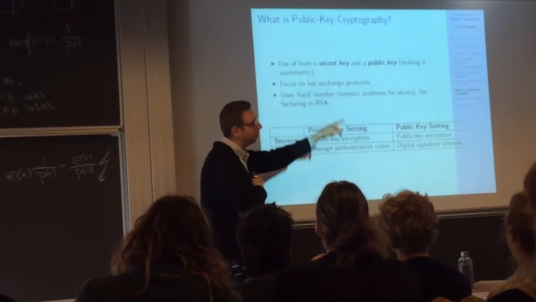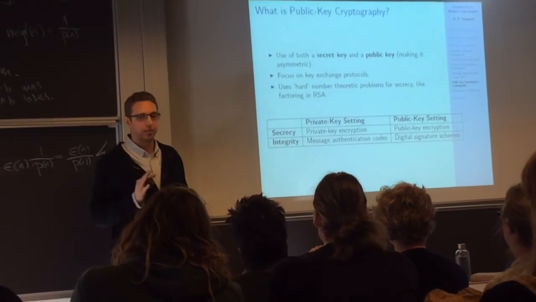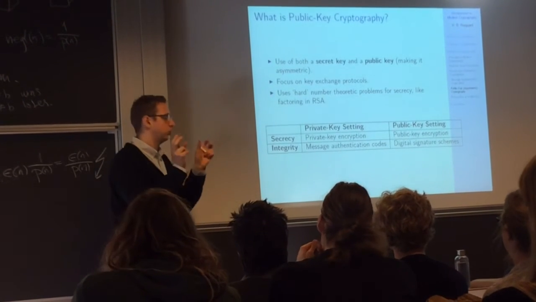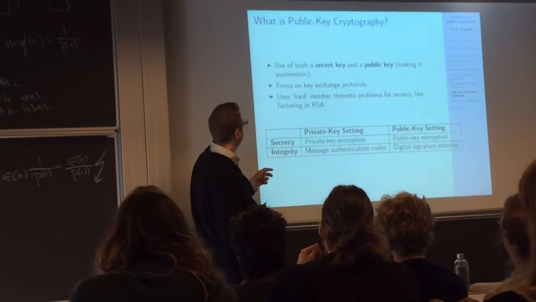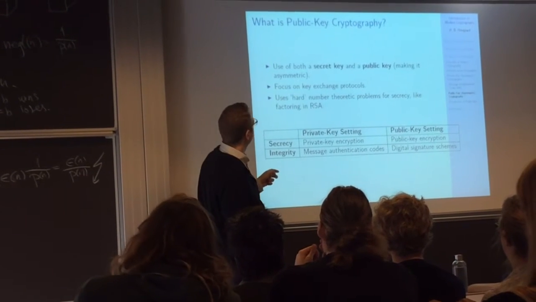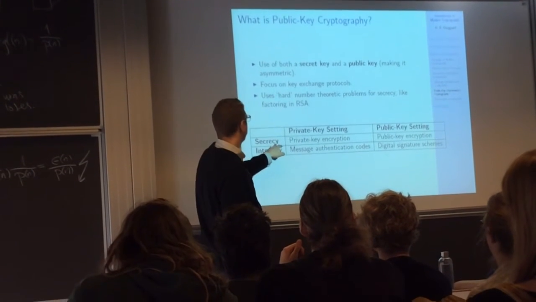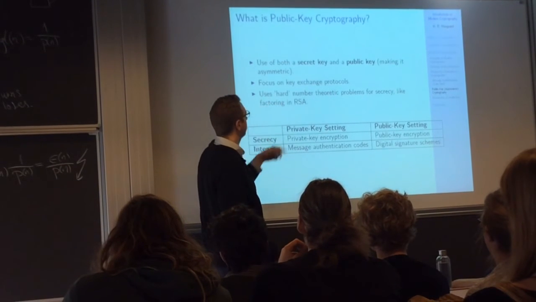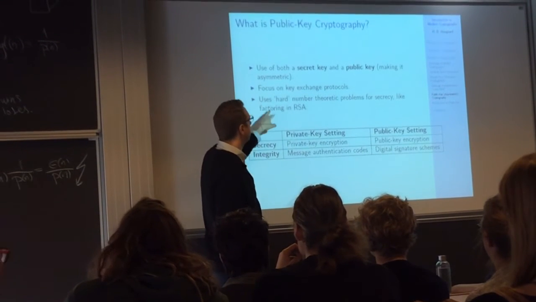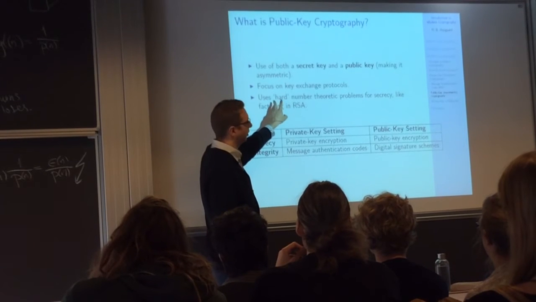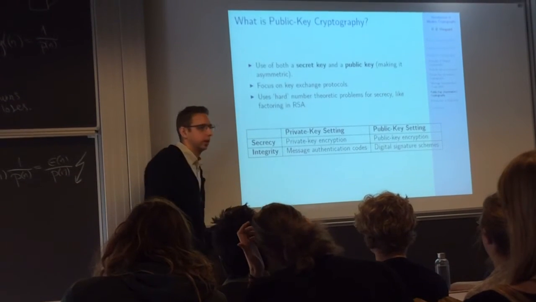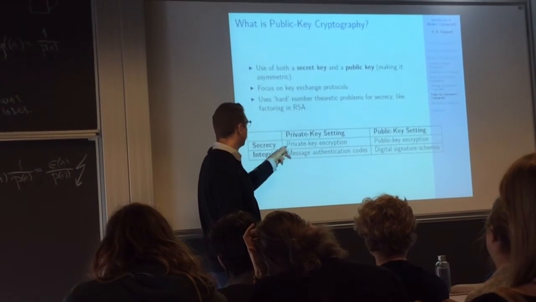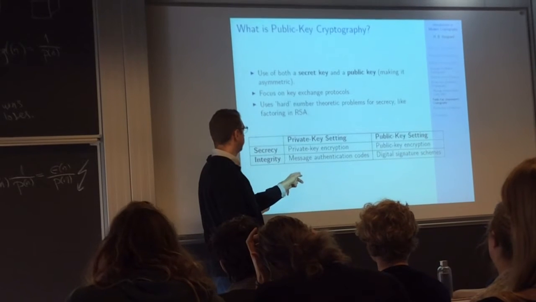So now we're on to public key cryptography, also called asymmetric cryptography or asymmetric key cryptography, and that's because there are actually two keys produced. It's sort of like private key, except here we have two keys, a secret key and a public key. There's a focus on this key exchange thing, and we still use hard problems, but here they're number theoretic problems that are very good to use, like factoring and RSA.